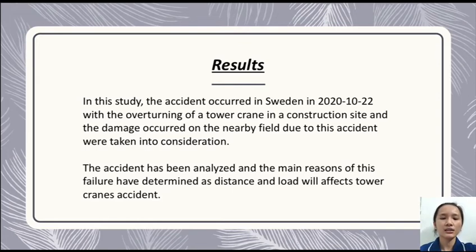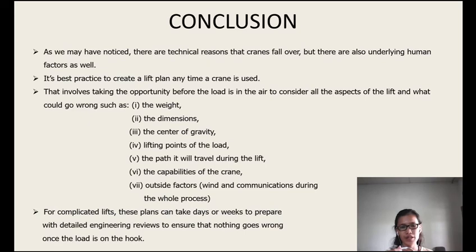In this study, the accident's occurrence, involving the overturning of tower cranes at a construction site, and the damage to the nearby field due to this accident were taken into consideration. The accident has been analyzed, and the main reasons for these failures have been determined as distance and load, which affect tower crane accidents. As we may have noticed, there are technical reasons that cranes fall over, but there are also underlying human factors as well.